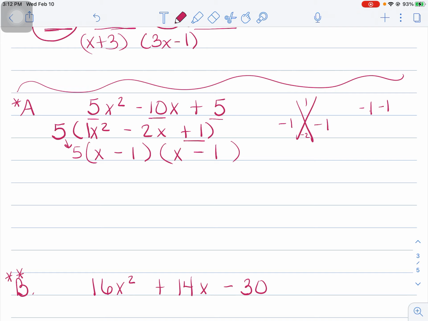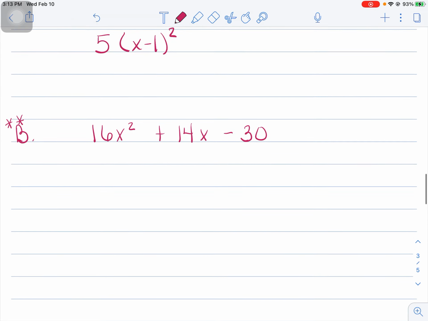Now, this is perfectly acceptable for an answer, but notice that these two are identical. We can actually write this as 5 times (x minus 1) squared. So this is the nice clean form, but they're both the same.